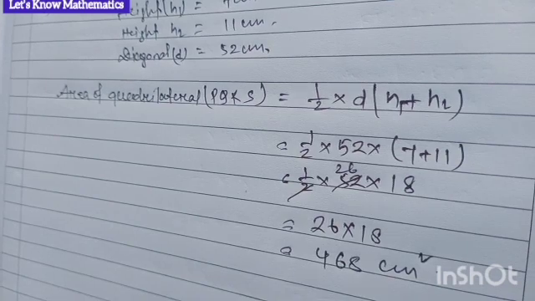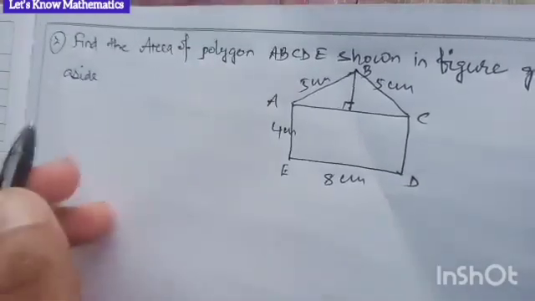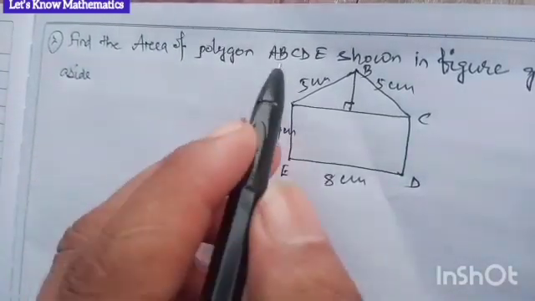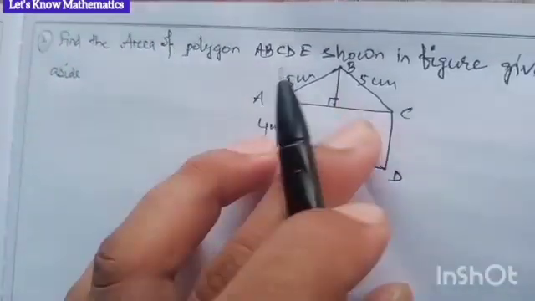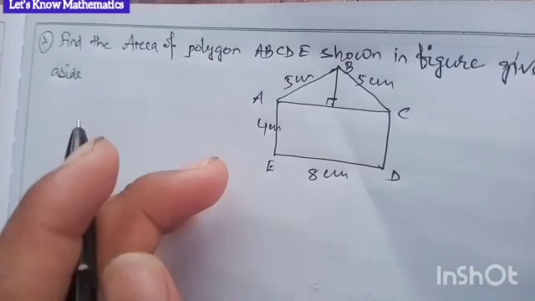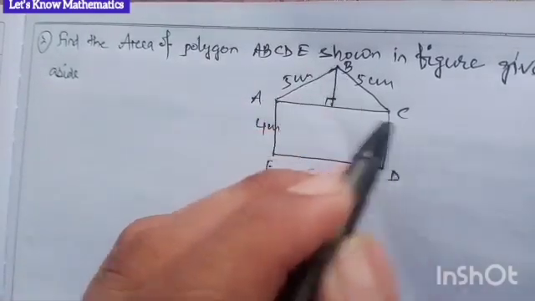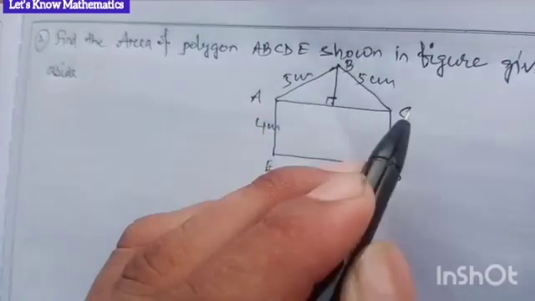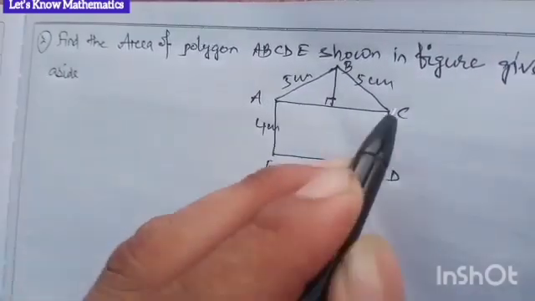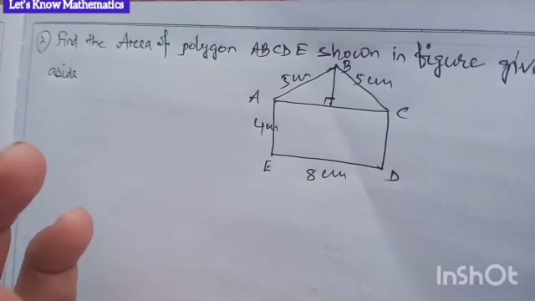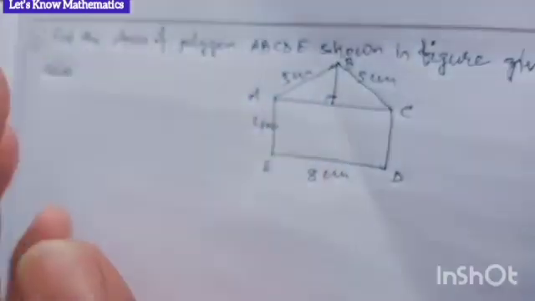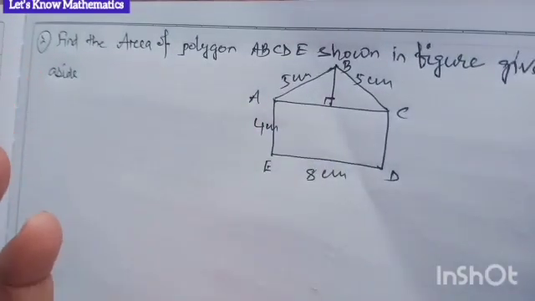Then see question number 2. Find the area of the polygon ABCD shown in the figure given aside. So the figure is this one. Here you can see ABC is a triangle and AEDC is a rectangle, right? So to find the area of this figure, we have to find the area of this triangle and rectangle separately. After that we will add.